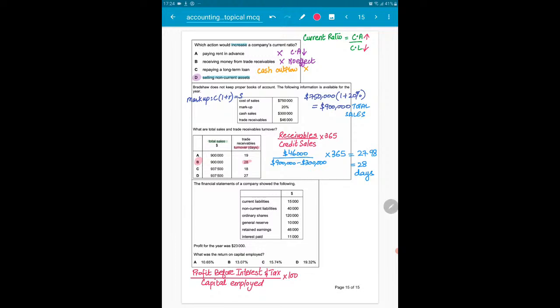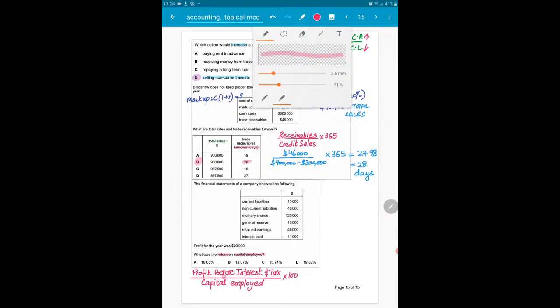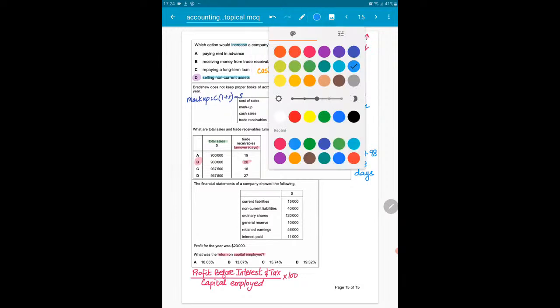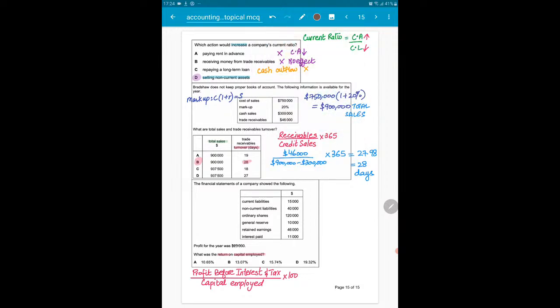So now we have to find out the return on capital employed for this question, and we have been given the financial statements of the company and data related to that. We have been given the profit for the year, $23,000, and current liabilities, non-current liabilities, ordinary shares. So basically the equity section and the reserve section of the balance sheet, with interest paid also given. So we have to find the return on capital employed.